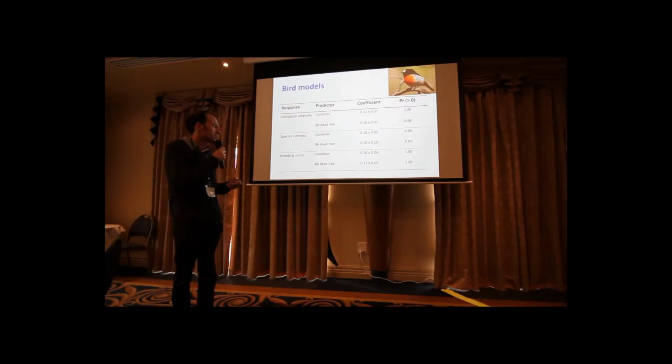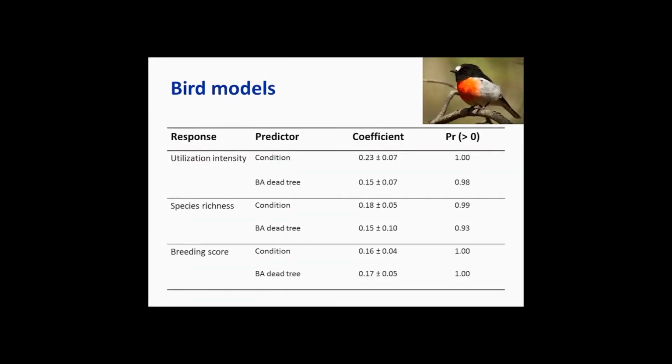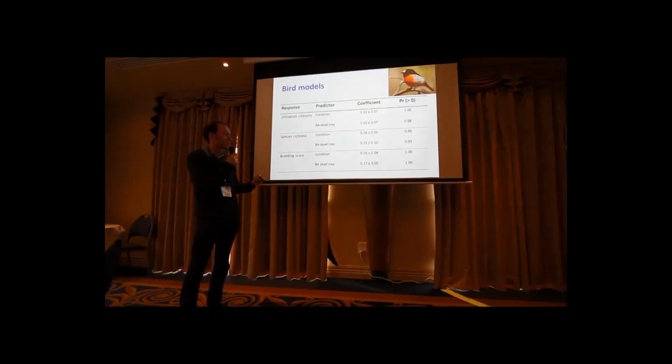And it makes sense that as condition goes up, you've got more leaves, more resources, and as basal area of dead trees goes up, if that's married together with good condition forest, it basically means you've got an old dead tree with hollows and more habitat.